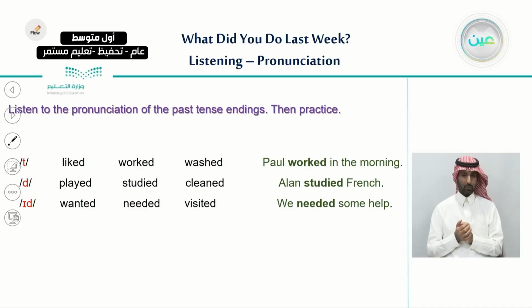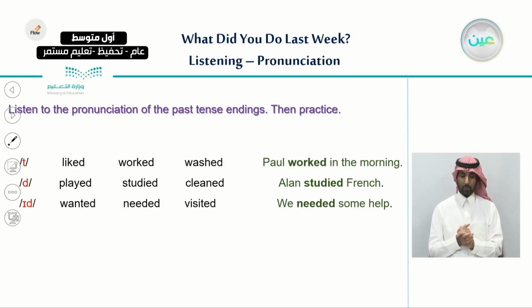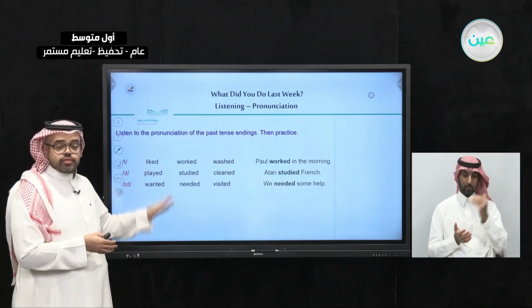And also the last list of our verbs today, here we pronounce it with a D, but a lighter one. For example, wanted, repeat after me, wanted. Needed. Visited. So when we have a sentence like this, we needed some help. So maybe we can see from the look that each of them ends with ed, but the pronunciation is different.